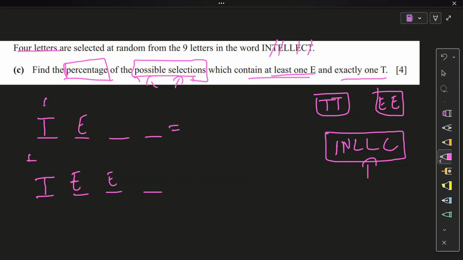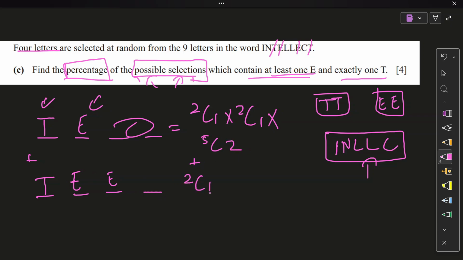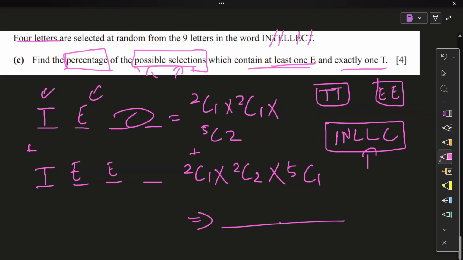So, where is this T coming from? Any one of the two I had. Where is this E coming from? Any one of the two I had. And how will these two positions be filled? Out of this box, 1, 2, 3, 4, 5. So 5C1, 5C2 for that, plus our second case, 2C1 into 2C2, and lastly, from the 5, I have one position being filled. And that, my friends, will be your favorable outcomes. Divide by all possible, which is just going to be 9C4.